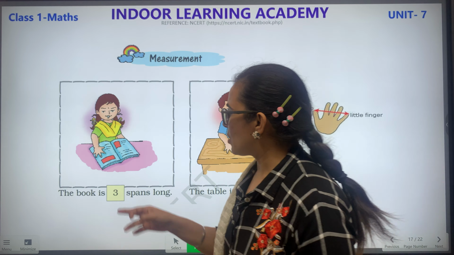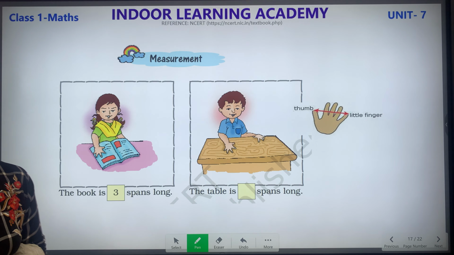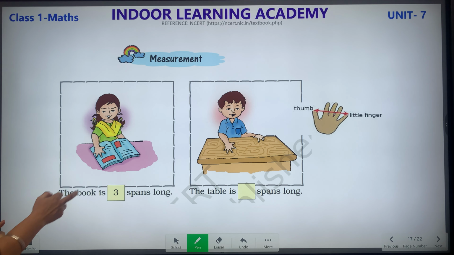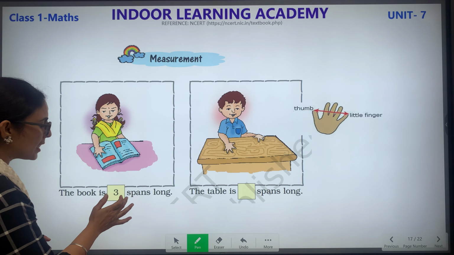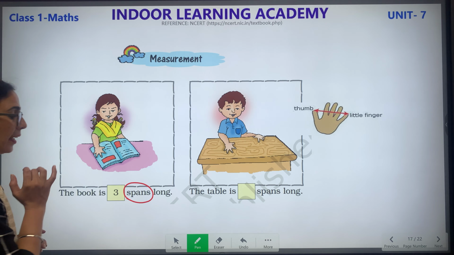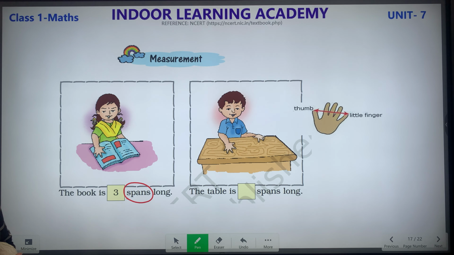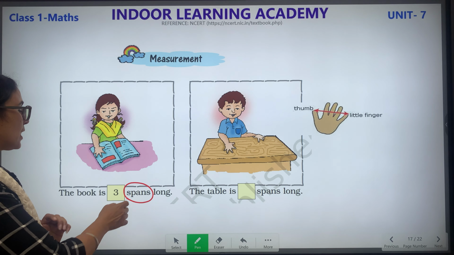Fine children. So can you see this little girl? What is this little girl doing? She is measuring her book. Now the book is 3 spans long. Now there is one word, spans. Now children, what do you mean by this word? This word का मतलब होता है hand span.